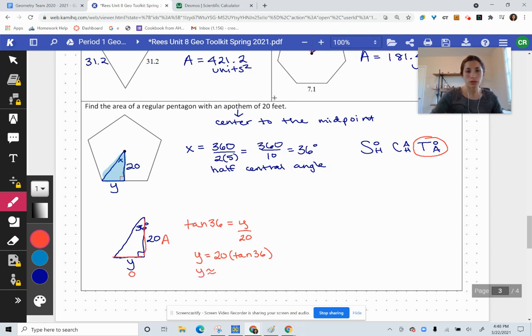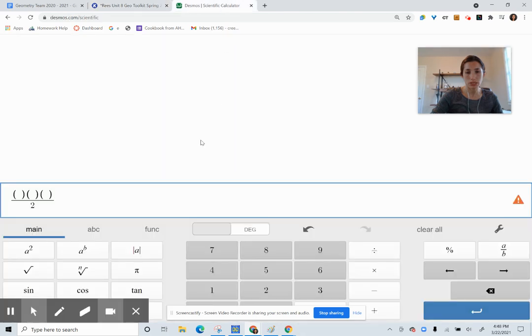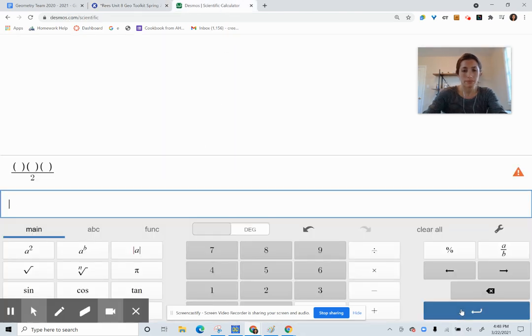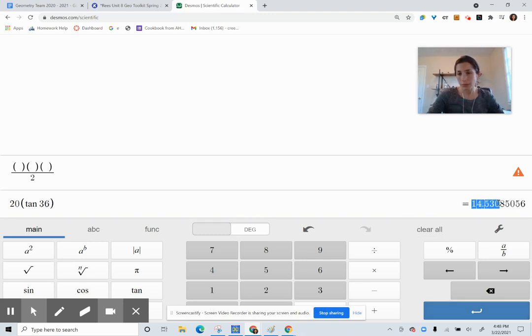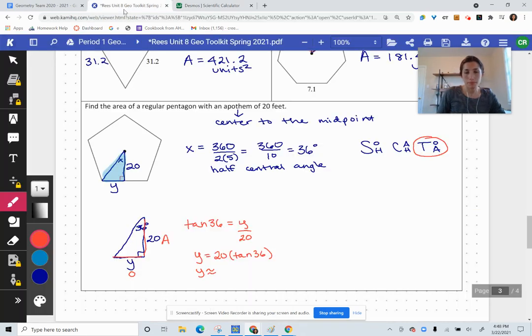So let's put this into our calculator with 20 times tangent 36. And that's going to be 14. I typically will round these to 3 decimal places. This will be 14.531. So now we should have enough information. I put this over here, 14.531. We should have enough information to find the area of this entire triangle, or the entire pentagon rather.